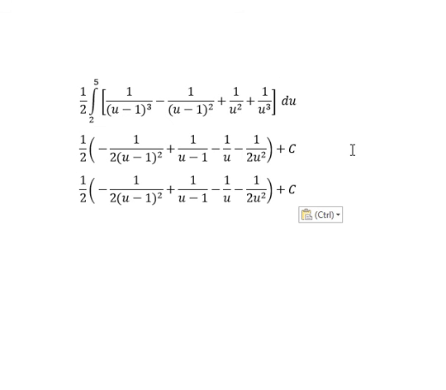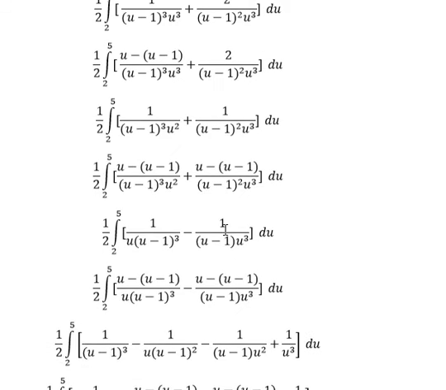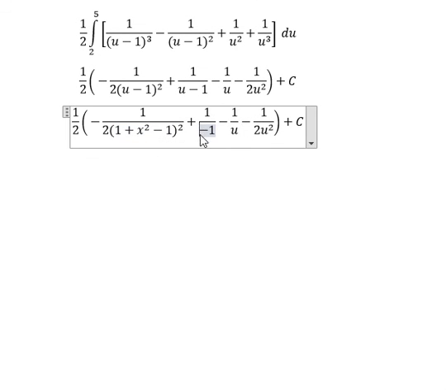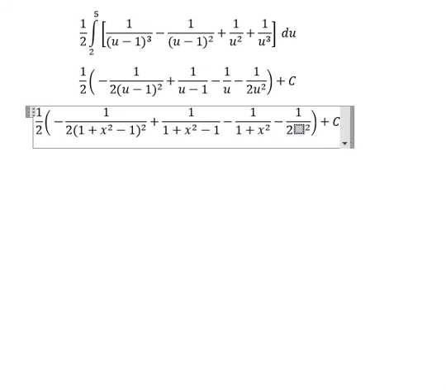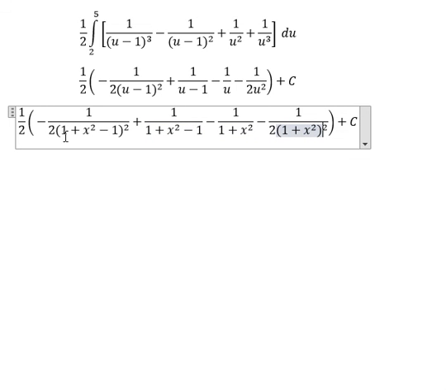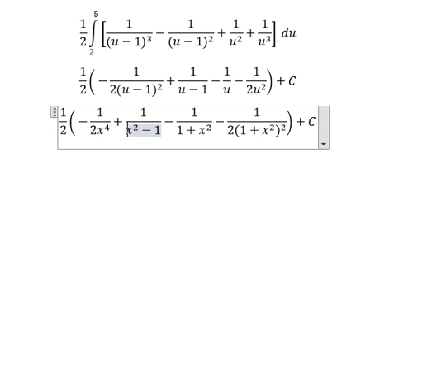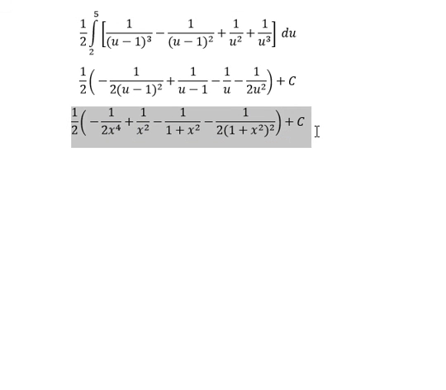About u, we need to change back to x. u minus 1 gives 0 here, so x to the power 2 and power 2 gives x to the power of 4. This one cancels. And this is the final answer.